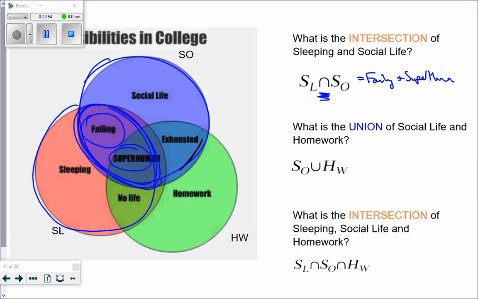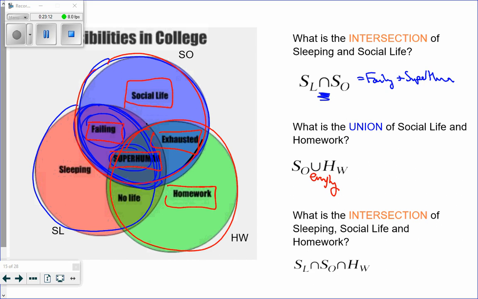Okay, union. So the union of social life and homework. So social life is this, homework is that. So union means everything. So you're going to say social life, failing, superhuman, exhausted, homework, no life. All of those are the answers to the union because it's in one circle or both circles. Everything but sleep. Yep.